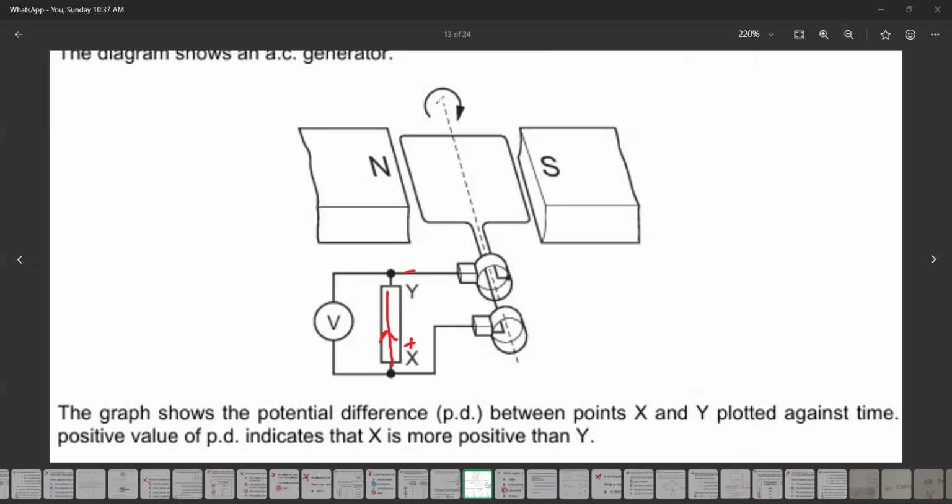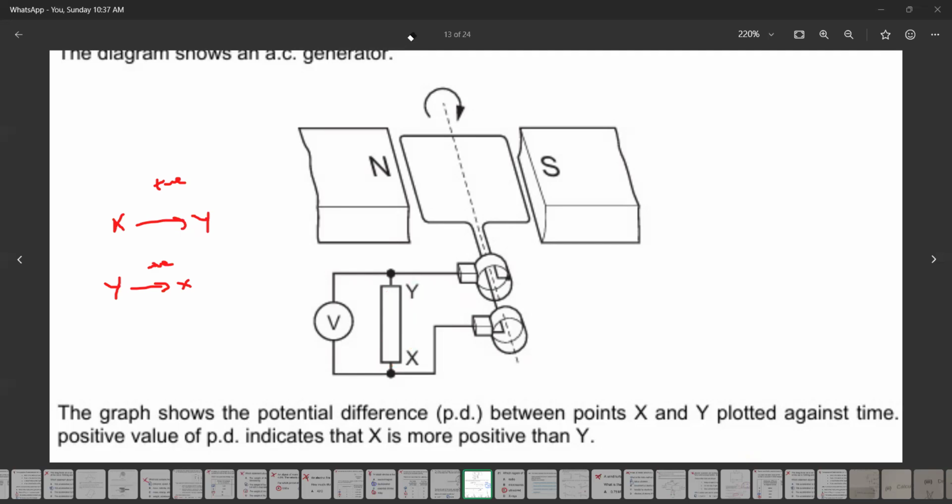Now, when you check the motion of the wire, current from X to Y will be considered positive. But if the current is from Y to X, we'll consider it negative. Because in the question, they specify that two points are there, X is more positive than Y, so X should be considered positive, Y is negative. If the current is in the opposite direction, then we call that an opposite or negative voltage.